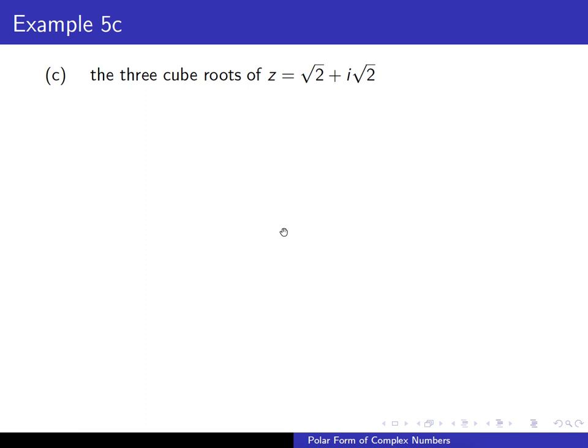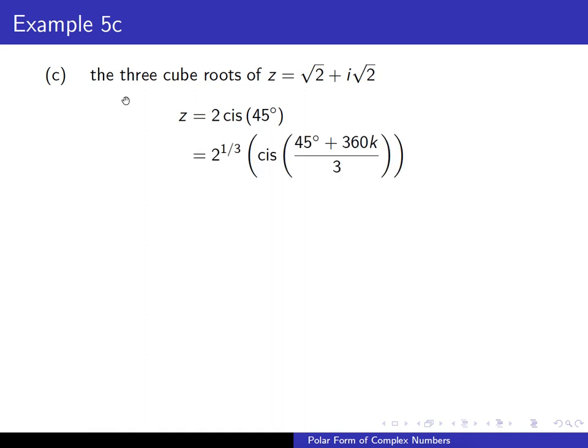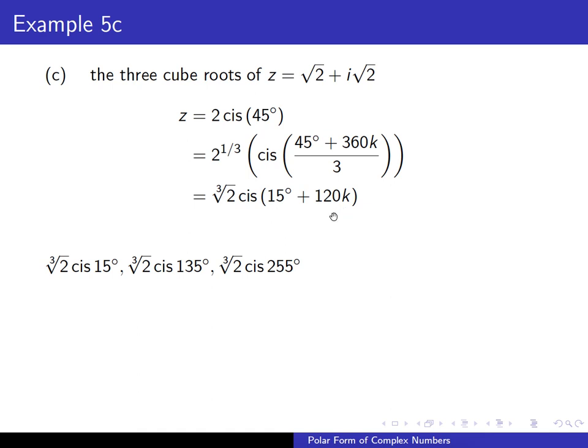But square root of 2 plus i square root of 2, polar form is 2 cis 45 degrees. And then we're going to take the cube roots of these. So we have 2 to the 1/3 power, or the cube root of 2, cis (45 plus 360k) over 3. And then we have the cube root of 2, which we can't really simplify. 45 over 3 is 15. 360k over 3 is 120k.